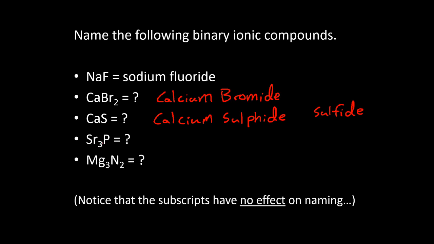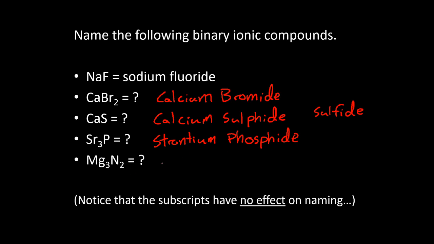Strontium and phosphorus. Strontium is the metal. Phosphorus becomes phosphide. And that is a little bit different. If you're just replacing the very end of the name, it seems like it should be phosphoride. But I guess at some point someone decided that didn't sound as good, and so they use phosphide instead. So phosphide is the end of that name.